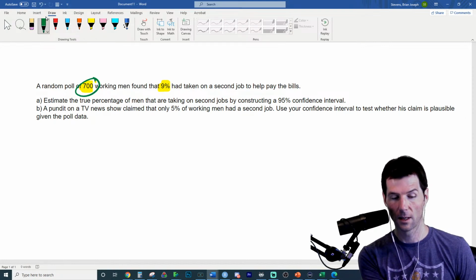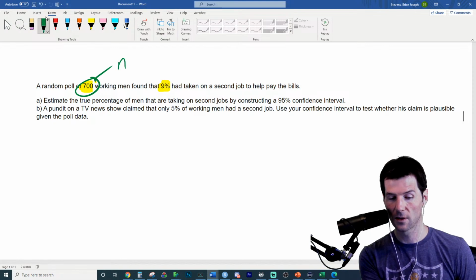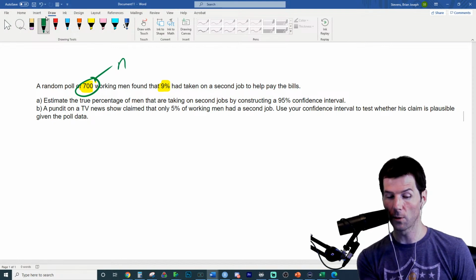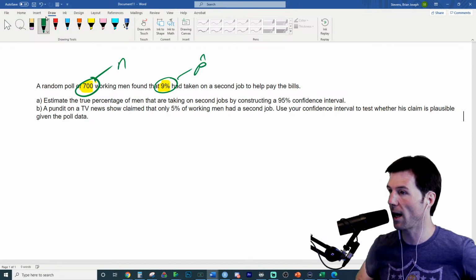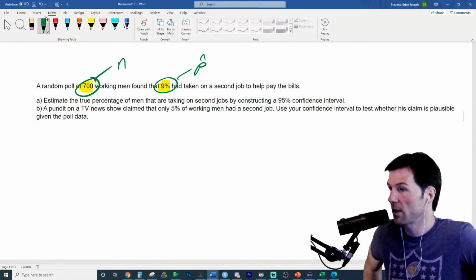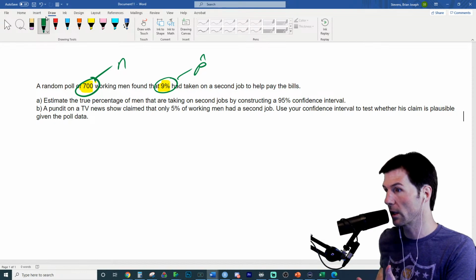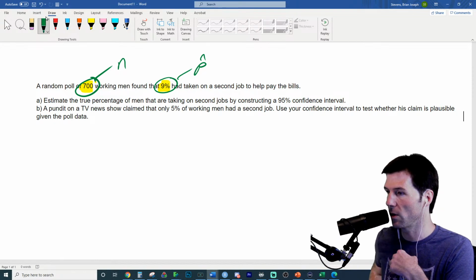Great job, Elizabeth. That's the sample size. And then this is the sample proportion. Be very careful, this is where notation mistakes happen. That's p hat right there. The reason it's p hat is because it's not the truth. It's just what we learned from a sample.